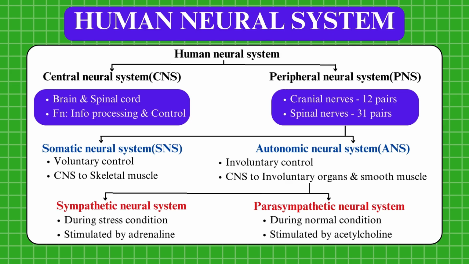Autonomic neural system is further divided into 2 types, namely sympathetic neural system and parasympathetic neural system. Sympathetic neural system functions during the stress condition which is stimulated by the adrenaline rush. Parasympathetic neural system functions during the normal condition which is stimulated by the release of acetylcholine.